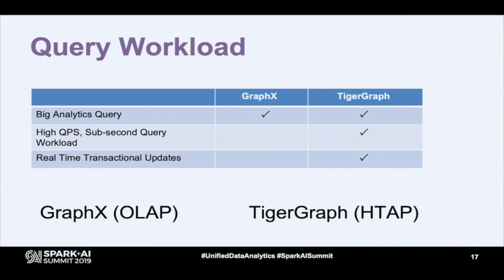Next, we look at what kind of query workload you can run. GraphX is more about OLAP kind of workload. It can run very complex queries over a very large amount of data. But it's not targeted for high QPS, sub-second query workloads. And since it doesn't own the data, you can't directly update the data in real time. TigerGraph can support all of them. It's more about hybrid transactional and analytical processing.